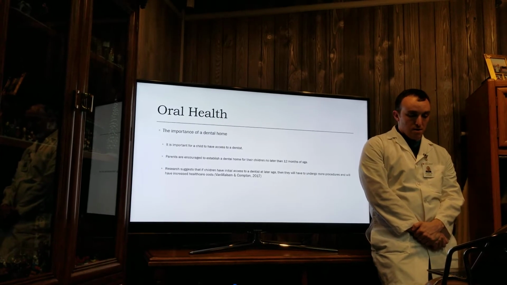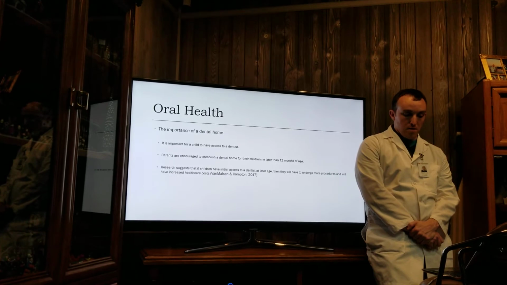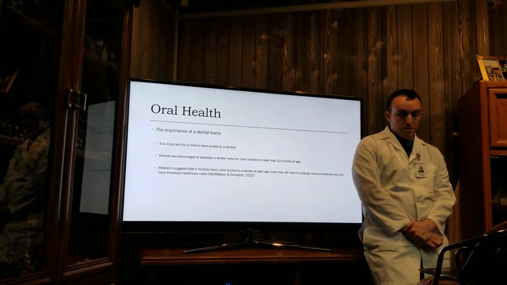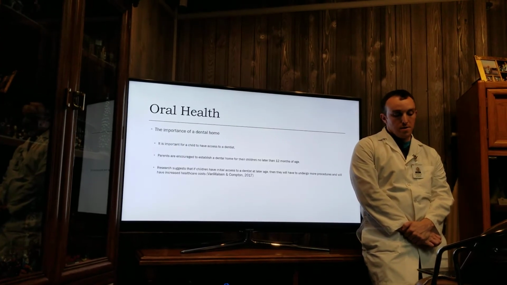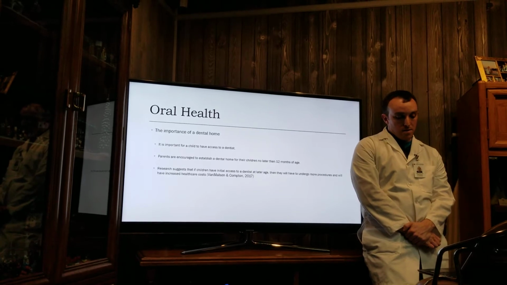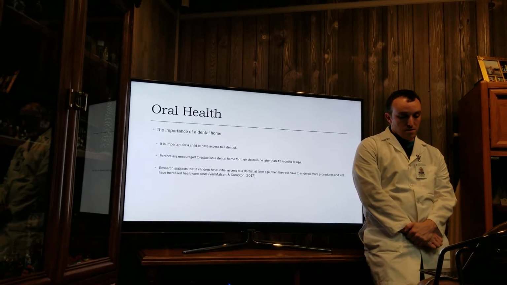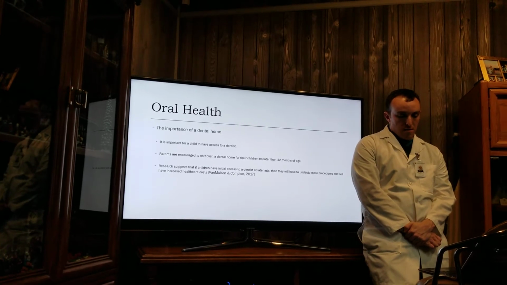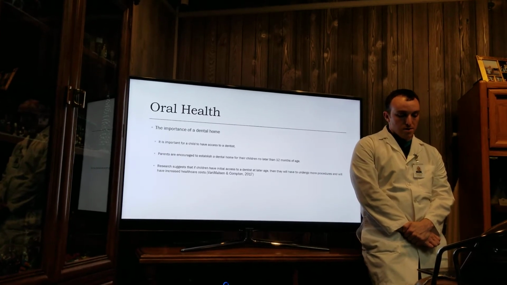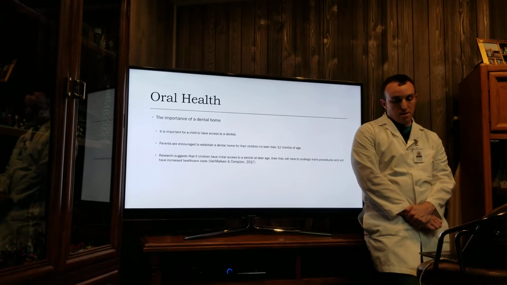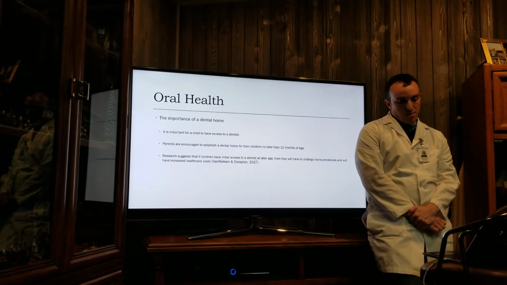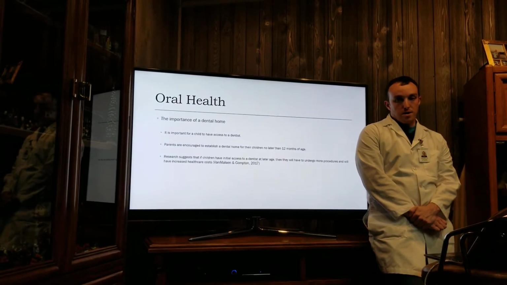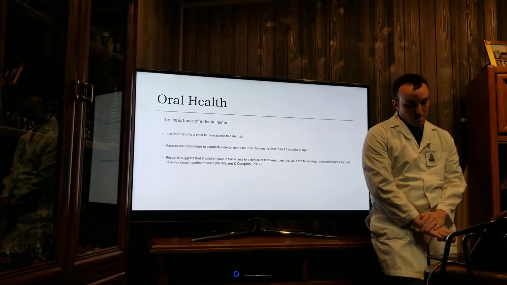So parents are encouraged to establish a dental home for their children no later than 12 months of age. This may seem kind of young to many of you, but research suggests that if children are older, they actually will have more complications, more procedures, and higher healthcare costs. The dentist can maybe catch some problems before they become big problems.